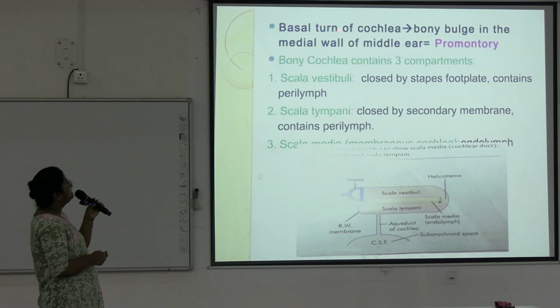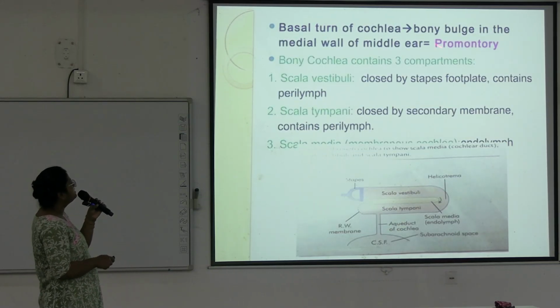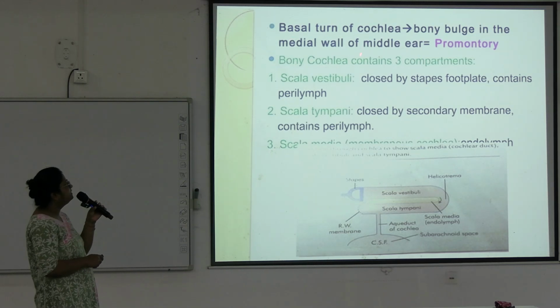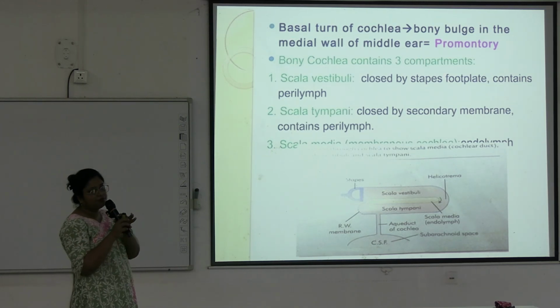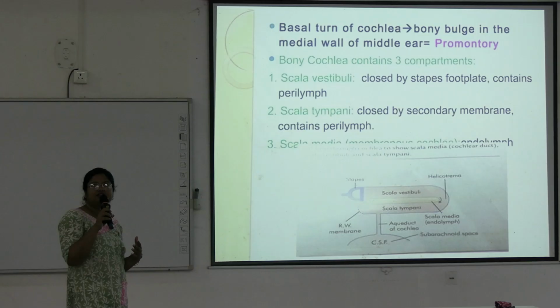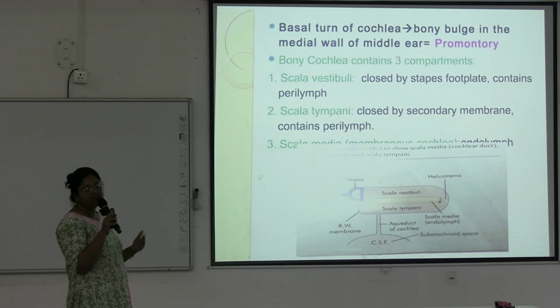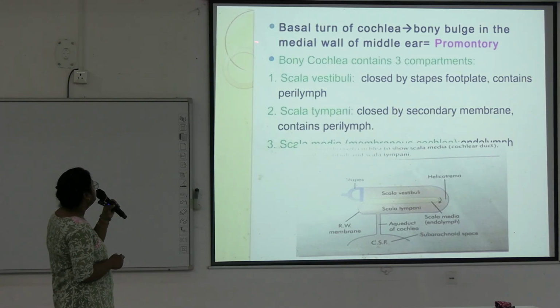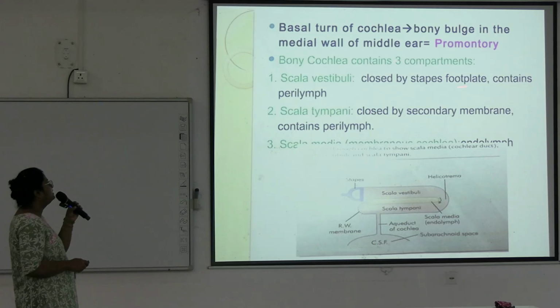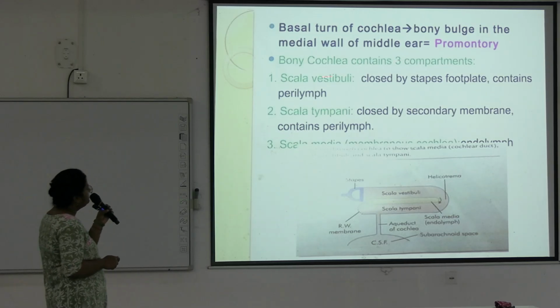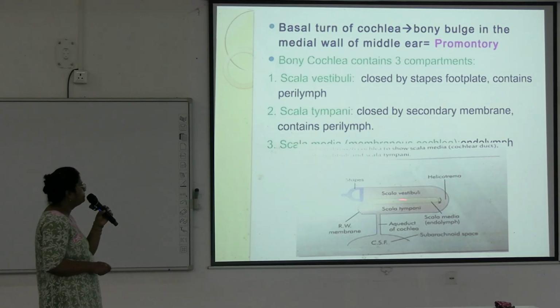Next, the basal turn of the cochlea forms a bony bulge in the medial wall of the middle ear, forming the promontory. Promontory you have seen during the medial wall discussion in the middle ear discussion. And the bony cochlea contains three compartments. Scala vestibuli is closed by the stapes footplate.